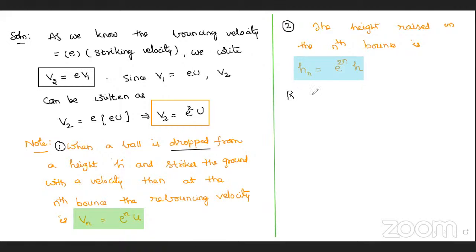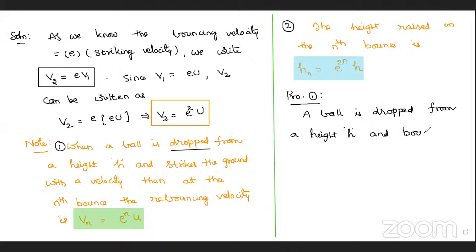Suppose this is one problem. Problem 1. In this problem, again I am saying the same words here. A ball is dropped from a height h. Again dropped only, not thrown. Dropped from a height h, and bounces repeatedly. Why? Because we did not catch that ball. Bounces repeatedly, many number of times. Almost you can extend that number up to infinity. That's why I said many number of times, meaning infinite number of times.